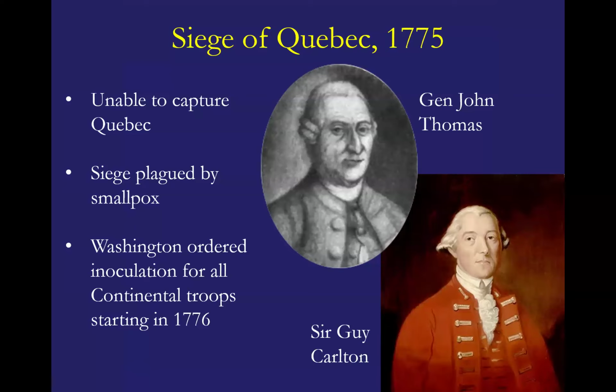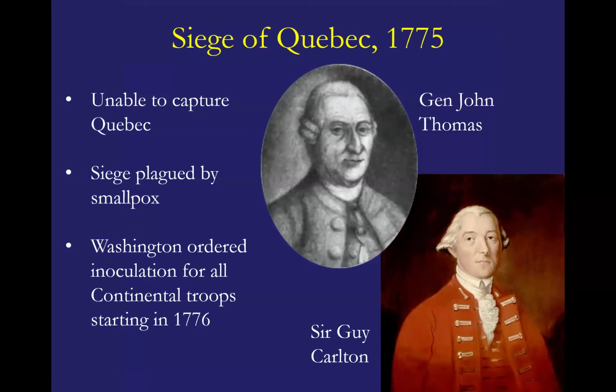Now, one important thing, and this was reinforcing Washington's idea that inoculation was a good thing, was the Siege of Quebec. The Siege of Quebec took place in 1775. It was part of Arnold's expedition trying to capture Canada and cut off Canada from the British. It was a failure, and part of the reason why is because the army moved up to Quebec and ended up besieging Quebec.